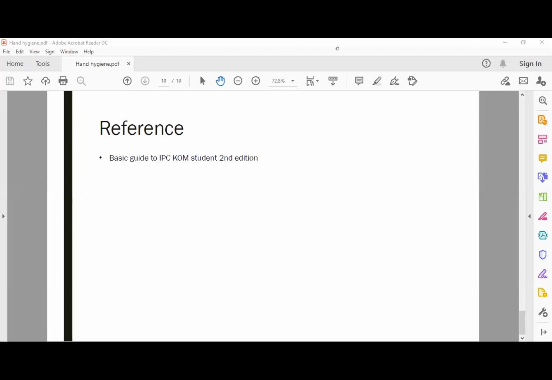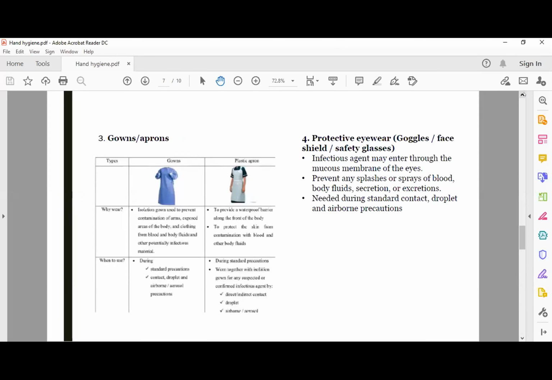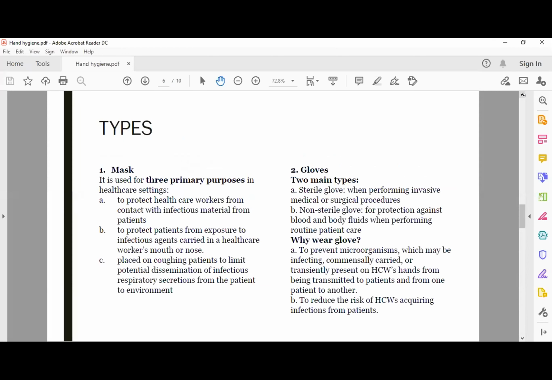I have a question. Why is it important to wear 2 layers of gloves for airborne PPE? Because the disease is an infectious disease of high consequences. So we have to double the protection. Does that answer your question?